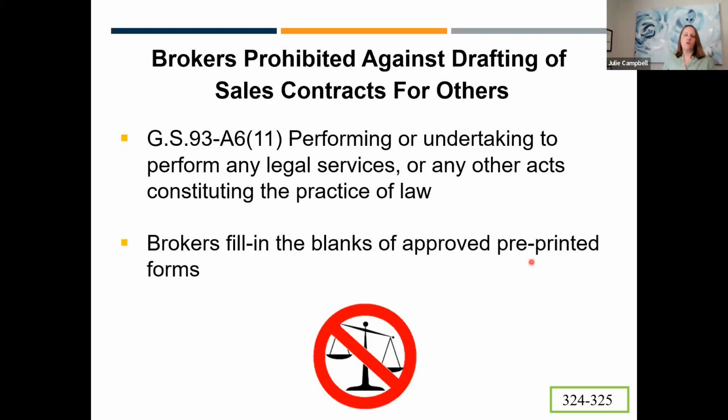When it comes to the forms, the only thing we're allowed to do is fill in the blanks. Those blanks are the negotiated points of the contract, the things that the buyer and the seller have to agree on. We're not creating legally binding documents. We're just finishing them. We're taking what was provided to us and filling in the blanks.